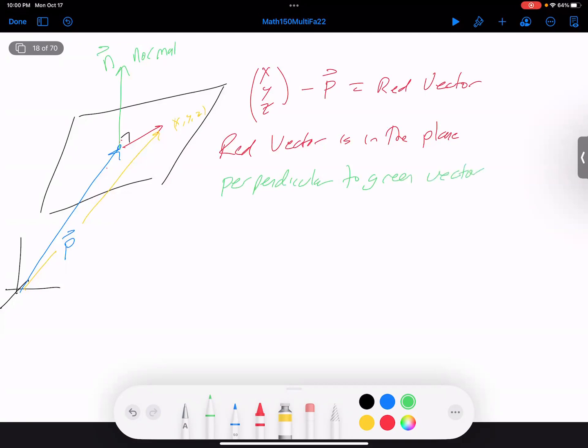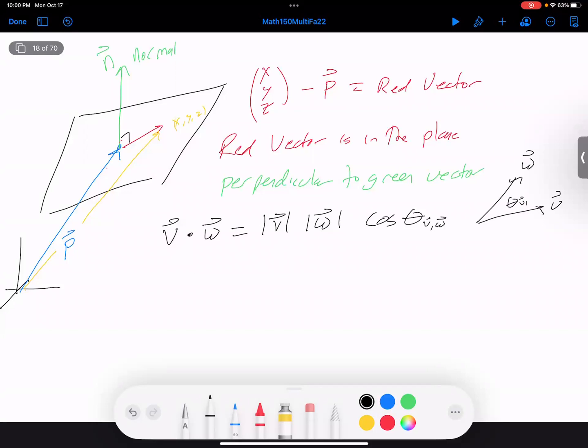Now remember, we talked about before the dot product rule, that V dot W is the length of V, length of W, times the cosine of the angle between V and W. What's true if two vectors are perpendicular? What's their angle? Two vectors are perpendicular, 90 degrees.